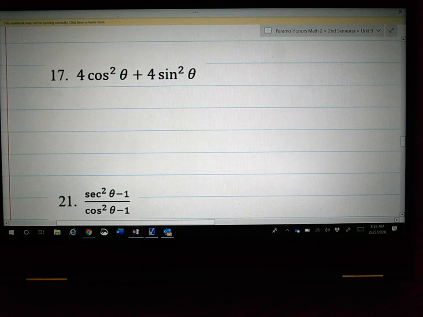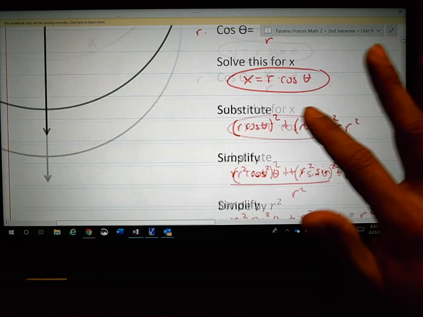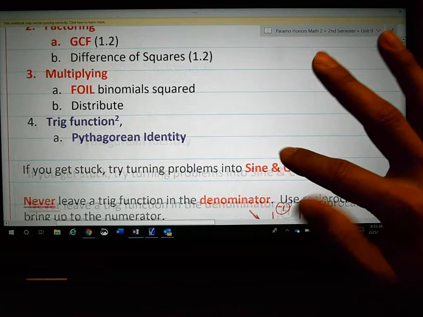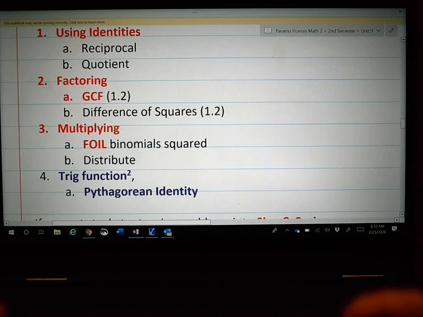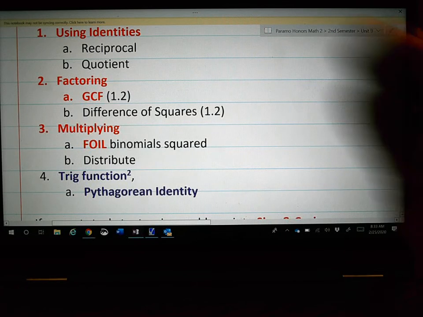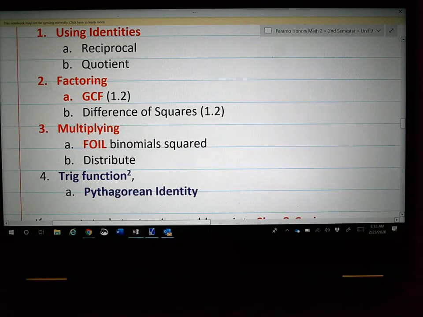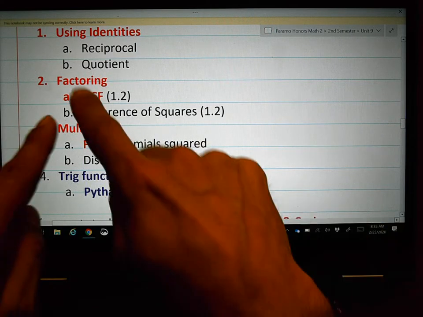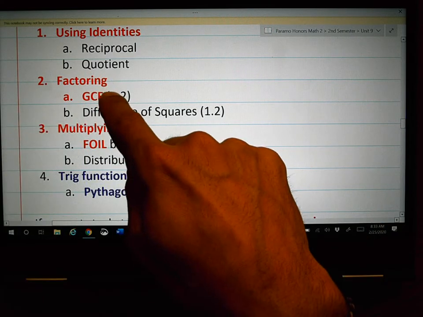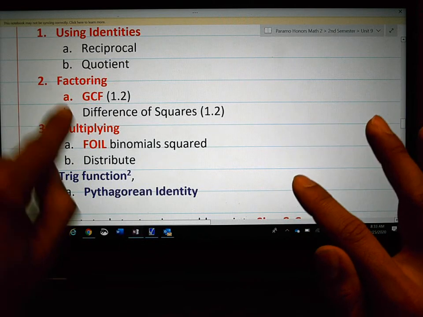How many people? Ms. Promo, I got stuck. Raise your hand. I got stuck. Oh, over half the class got stuck. Like I said, I cannot show you all of the problems. You will end up using one of these 4 things in any of the problems that you get stuck. It's not a reciprocal identity. It's not a quotient identity. What if we factored using a GCF first? Now let's try this one.